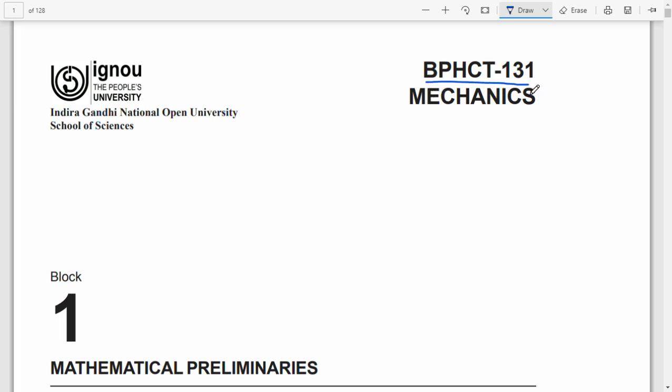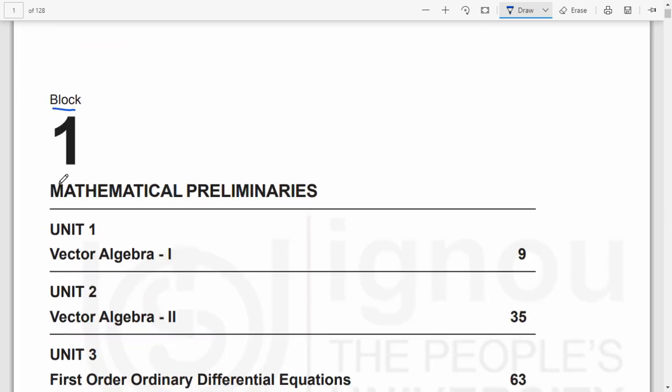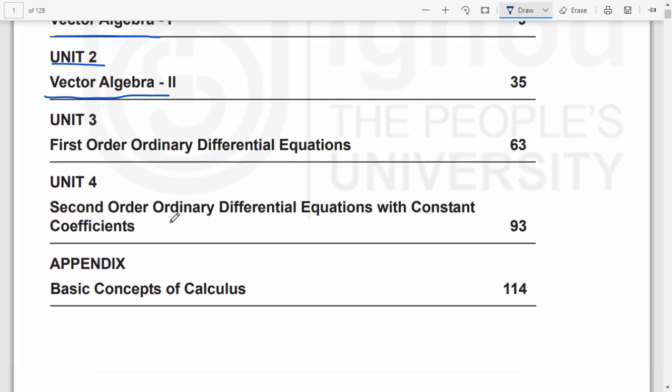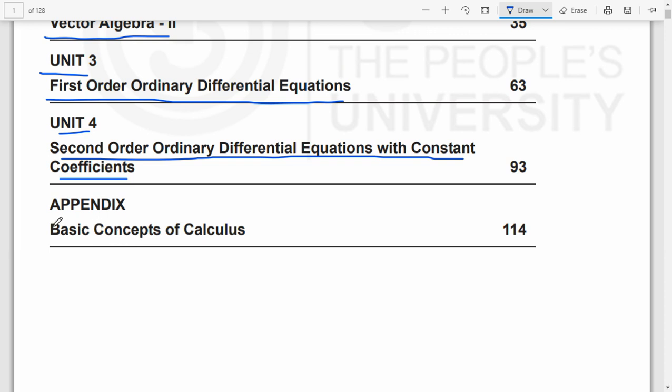BPHCT 131 Mechanics. Block 1 Mathematical Preliminaries. Unit 1 Vector Algebra 1. Unit 2 Vector Algebra 2. Unit 3 First Order Ordinary Differential Equations. Unit 4 Second Order Ordinary Differential Equations with Constant Coefficients. Appendix Basic Concept of Calculus.